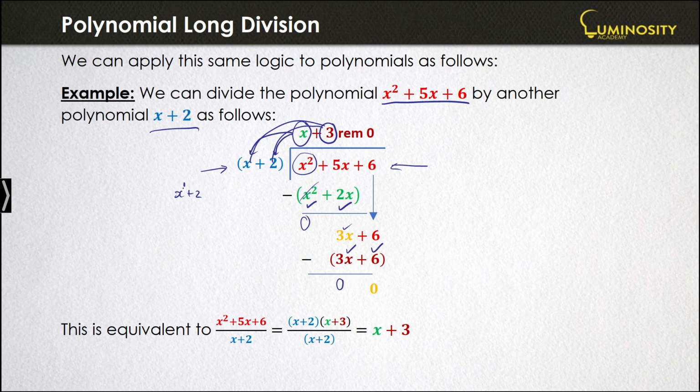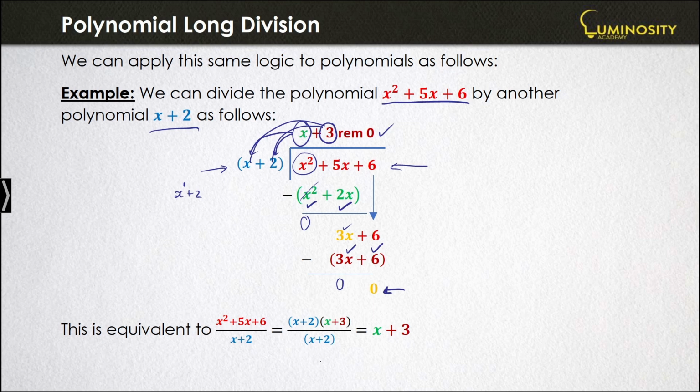So because the degree of the remainder part here is less than the degree of the divisor, we can stop. So the remainder here is 0. So this is equivalent to saying x squared plus 5x plus 6 all divided by x plus 2.